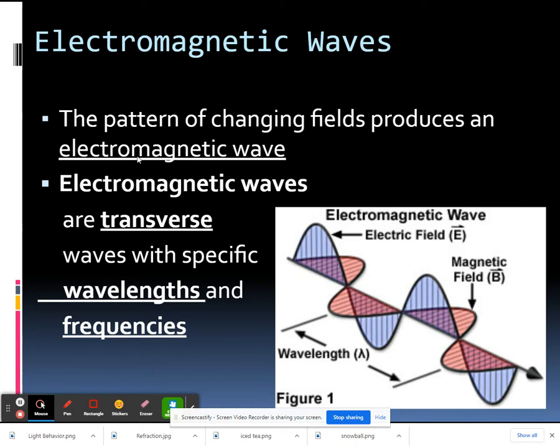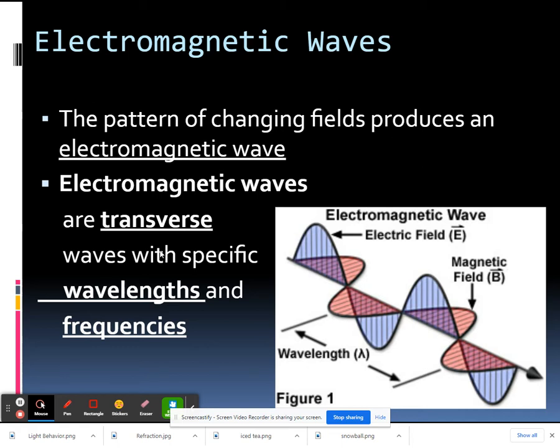As far as the wave properties of an electromagnetic wave, it behaves as a transverse wave, which is the opposite of a sound wave or compressional wave. The energy oscillates perpendicular to the direction the wave travels. So if this wave is traveling this way, as you can see with my cursor, the energy oscillates up and down, which is perpendicular to the direction the wave is traveling.